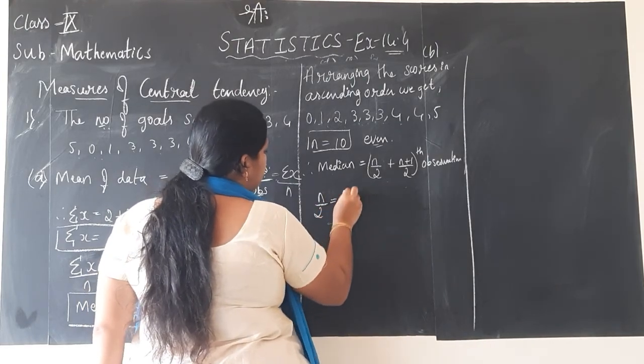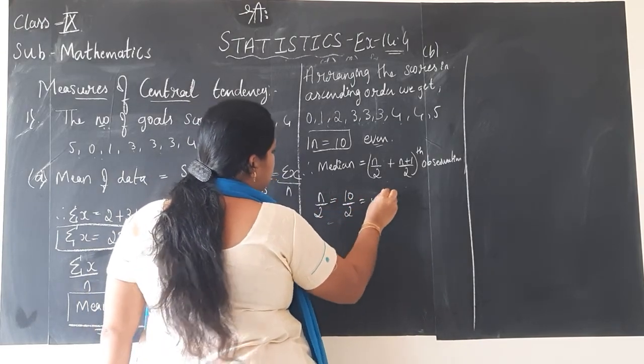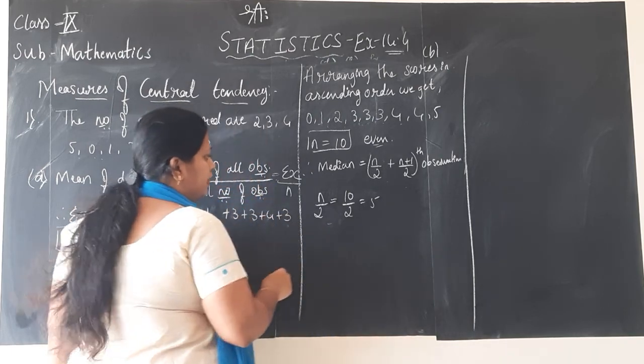What is n by 2? N is 10 divided by 2. So we got 5, children.